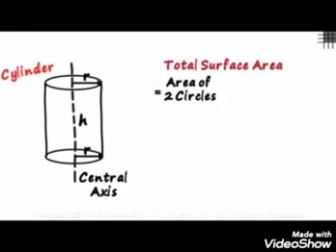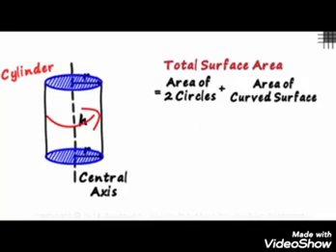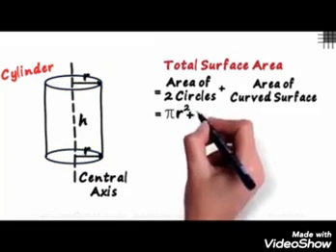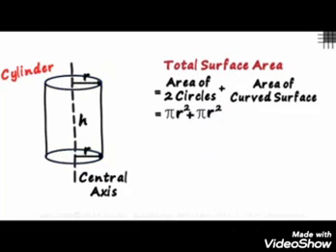It will be the sum of areas of the two circles and the area of the curved surface. As the radius is r, the area of each circle will be pi r squared. So the sum of the areas of both the circles will be pi r squared plus pi r squared. But what is the area of the curved surface?